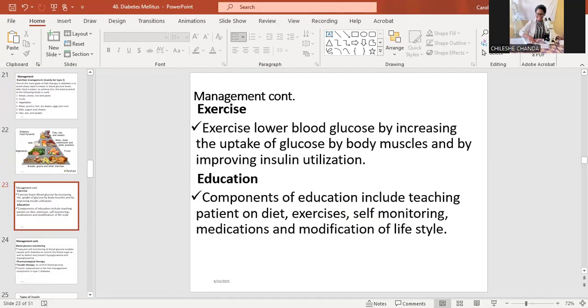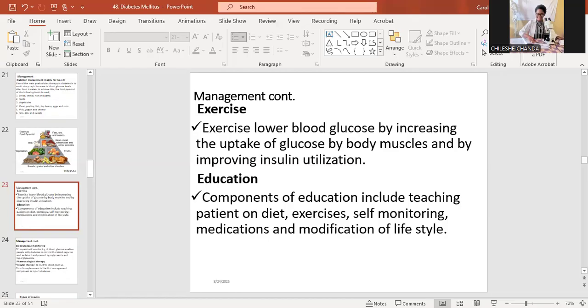exercises to lower blood glucose by increasing the uptake of glucose by body muscles and by improving insulin utilization in type 2 diabetes mellitus. Insulin is there, remember. So we want this insulin to be taken up by the cells. For the cells to take up insulin, exercising is very important.